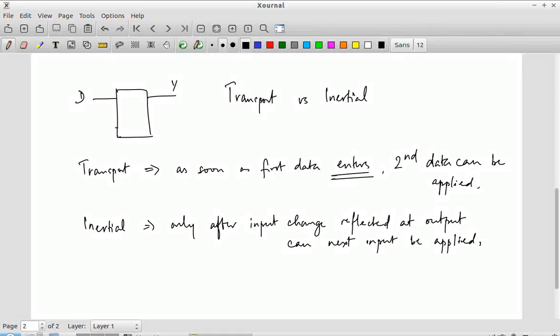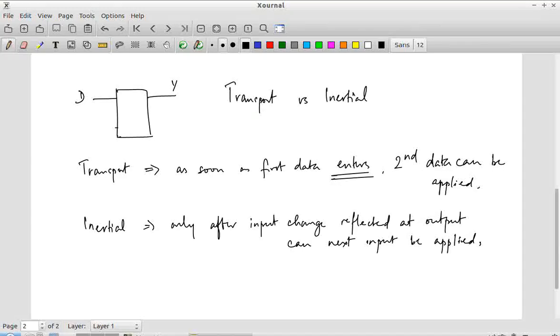Because even though something might be assumed to follow a transport delay model, what happens in practice is when I apply a pulse at a wire, it will probably get slightly spread out or slightly delayed. Or the slope at the output might not be the same as the slope at the input. Which means that some short pulses at the input might not show up at the output. That does not necessarily make it an inertial delay model.